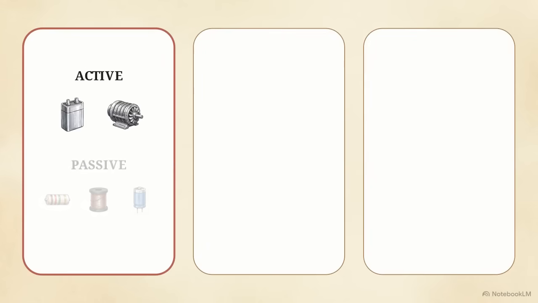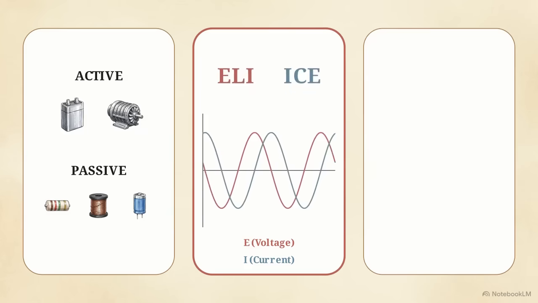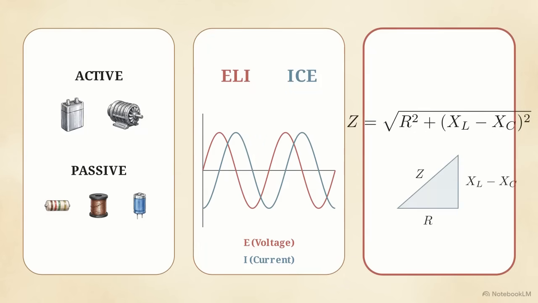To solve any AC circuit, categorize your active and passive elements. Use ELI the ICEman to track the phase shifts, and apply vector math to find your total impedance.